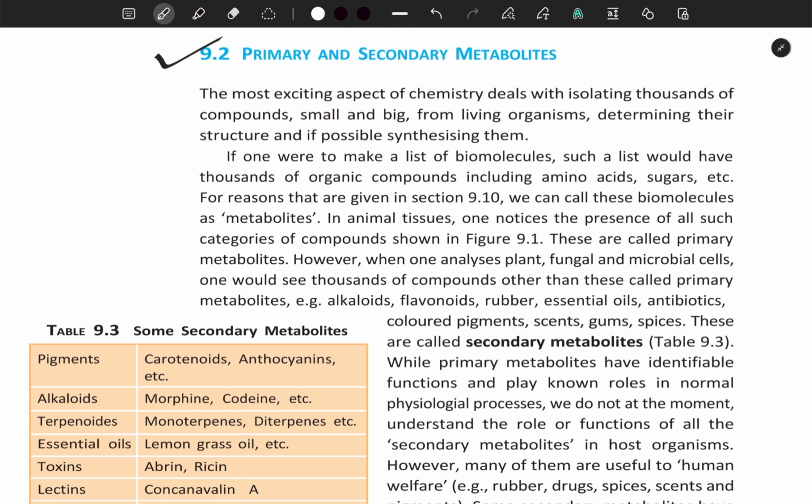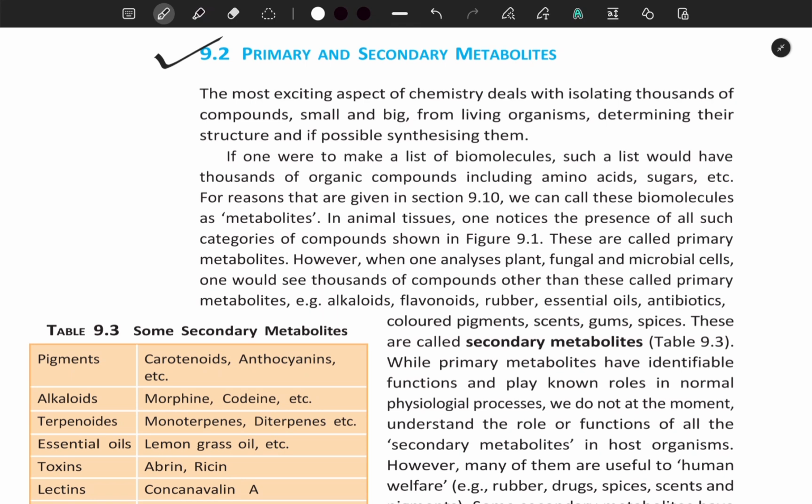The most exciting aspect of chemistry deals with isolating thousands of compounds, small and big, from living organisms, determining their structure and, if possible, synthesizing them. If one were to make a list of biomolecules, such a list would have thousands of organic compounds, including amino acids, sugars, etc. For reasons that are given in section 9.10, we can call these biomolecules metabolites. In animal tissues, one notices the presence of all such categories of compounds shown in figure 9.1. These are called primary metabolites.